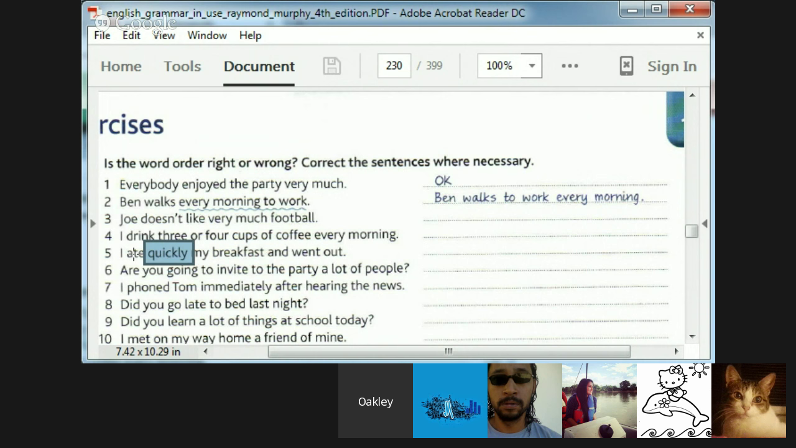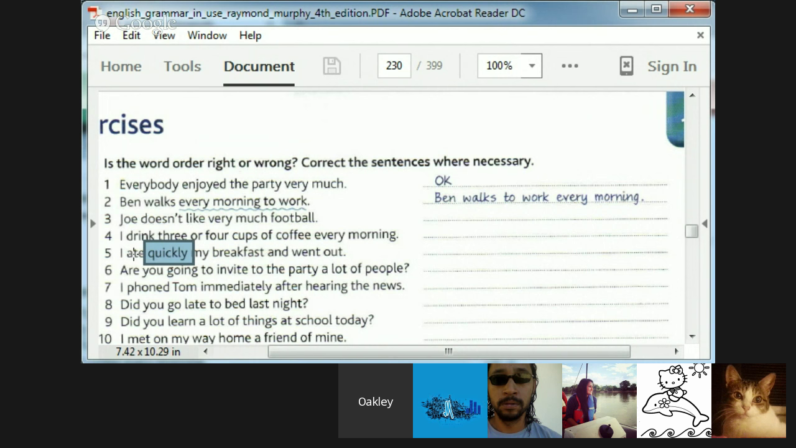Yes, went out quickly. Oh, but wait a minute. Okay. Oh, I didn't even think about that, actually. I should have clarified. Where else can you put it and not change the meaning of the sentence? Because I ate my breakfast and went out quickly means you left your house quickly. Then quickly is working on went.